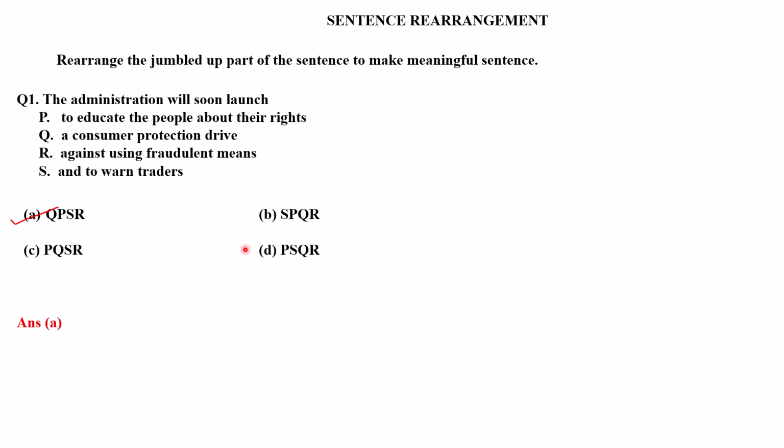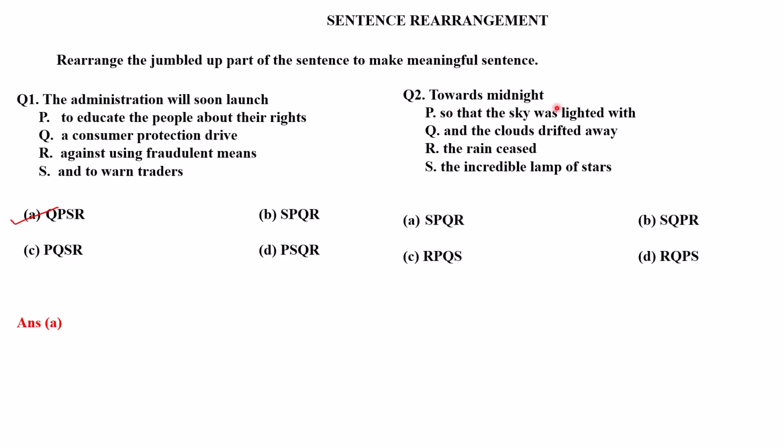Now moving to second part. Towards midnight, the rain ceased, the clouds drifted away, so that the sky was lighted with the incredible lamp of stars. So towards midnight, the rain ceased. Now if the rain becomes less, then only you can see the stars, isn't it? Towards midnight the rain ceased. The clouds drifted away so that the sky was lighted with the incredible lamp of stars. So here the correct option is option D.